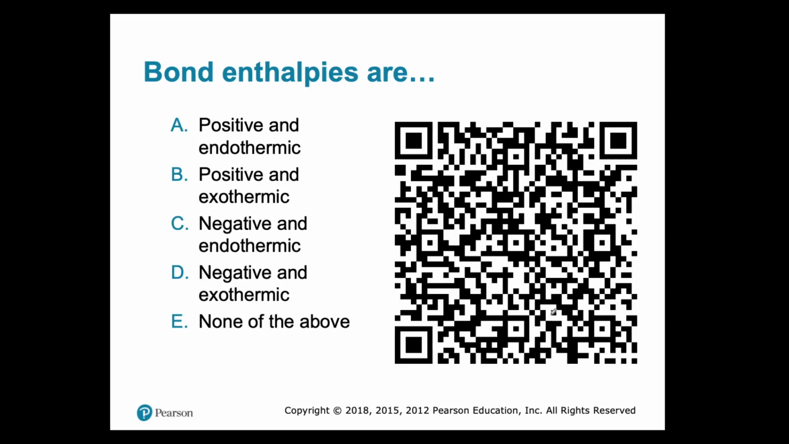Oh, I think someone knows what I'm about to do. They're predicting how many questions I have in there now, aren't you? All right. Bond enthalpies are positive and endothermic, positive and exothermic, negative and endothermic, negative and exothermic, or none of the above.